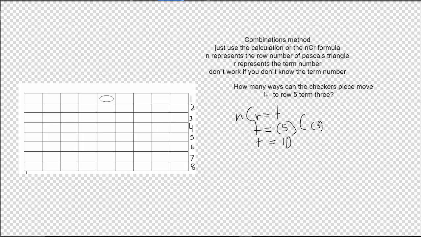An example of a question using the combination method is: how many ways can a checkers piece move to row 5, term 3? I've already done it for you, but basically n is the row number and r is the term number. So the 5th row, right here, and the 3rd term, which is right here, based on whether you counted from the left or the right, and using this function, which is C, which is choose, it equals 10. So there's 10 ways to get to row 5, term 3.